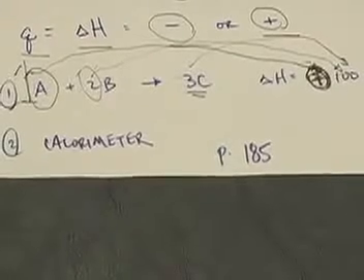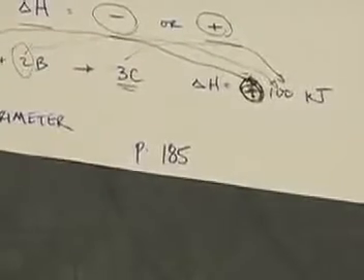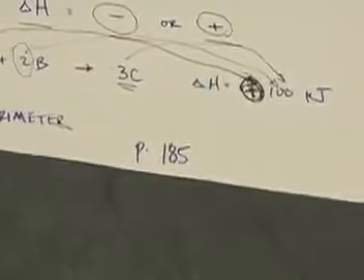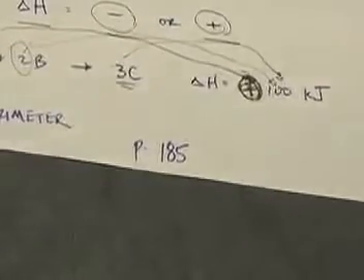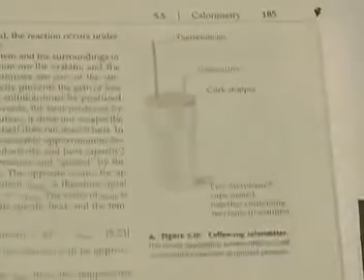A calorimeter that is open to the atmosphere is called a constant pressure calorimeter, and there's an example of one of these that uses simply a coffee cup on page 185 in your textbook. You can see that this is merely 2 coffee cups stacked together. It's got a stirrer and a thermometer, and we did a couple of sample exercises with that last time.